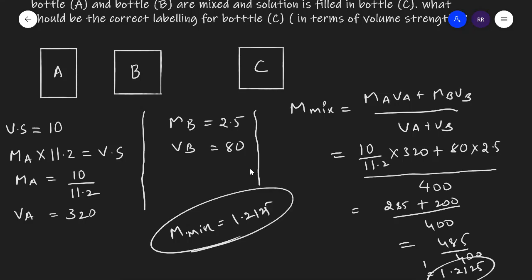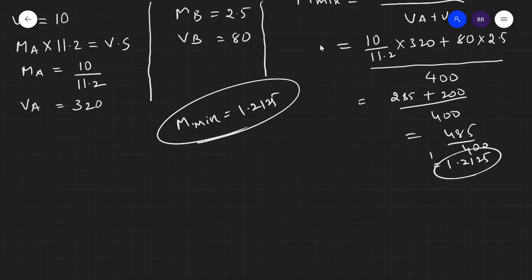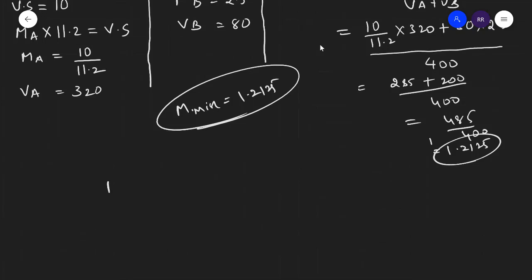Now I know the molarity, but I need to find the labeling of bottle C in terms of volume strength. So what's the relationship? Molarity into 11.2 is equal to volume strength. I want to know the volume strength. So molarity 1.2125 into 11.2 will be the volume strength of bottle C. So what is that answer? You can do it. This is how we can solve various examples based on the volume strength of H2O2.